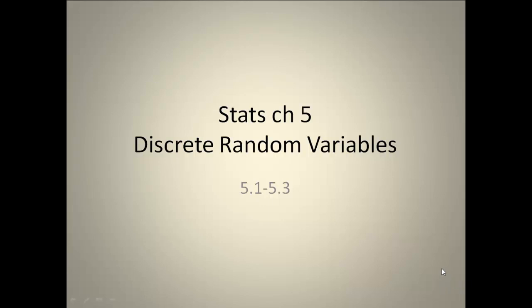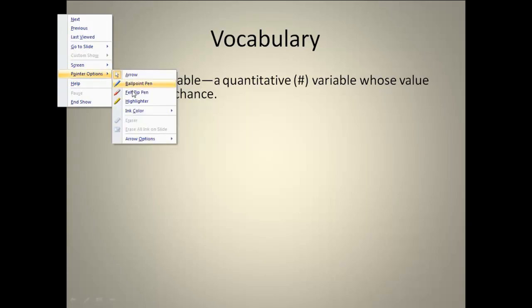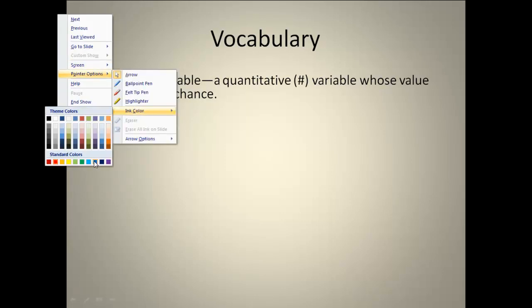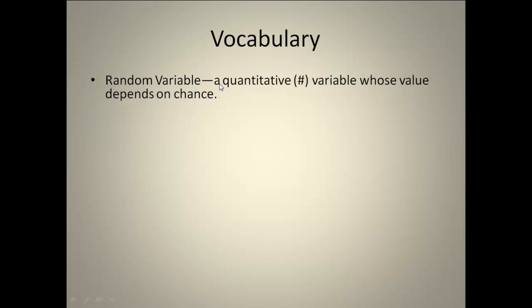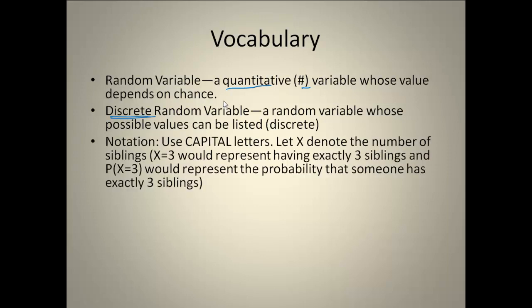Chapter 5, Discrete Random Variables. Section 1 is mostly vocabulary. We need to first identify what a discrete random variable is. A discrete random variable is a quantitative variable whose value depends on chance. Remember that quantitative means that it's something numeric. A discrete random variable is a random variable whose values can be listed. That's where the discrete comes in.